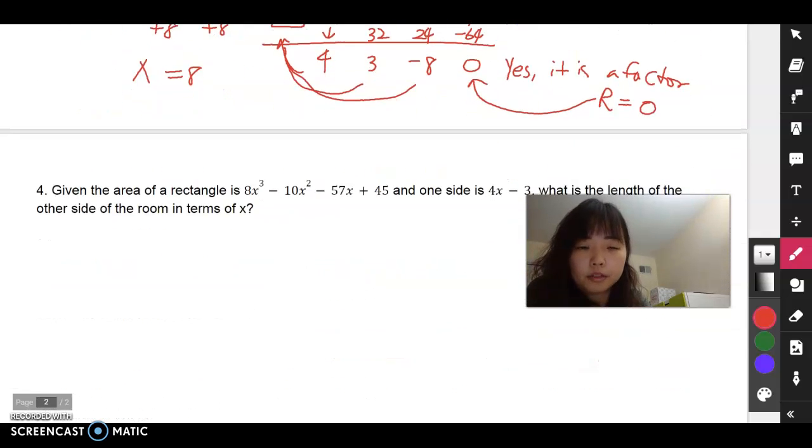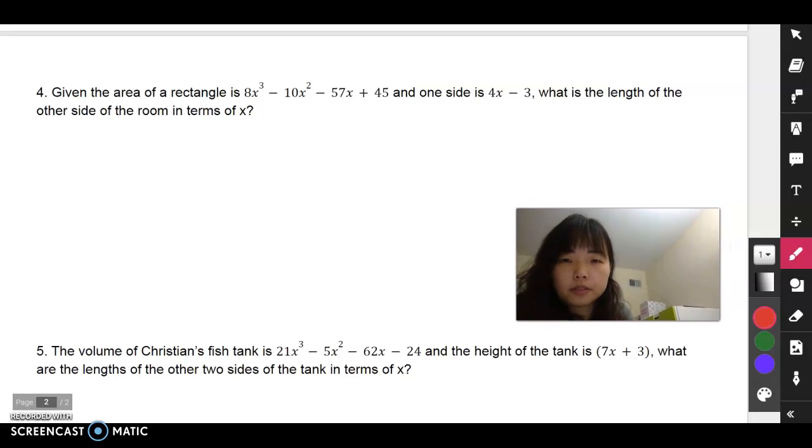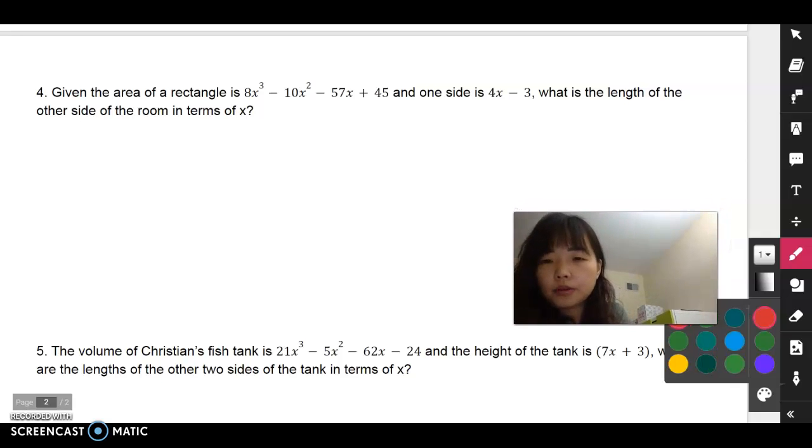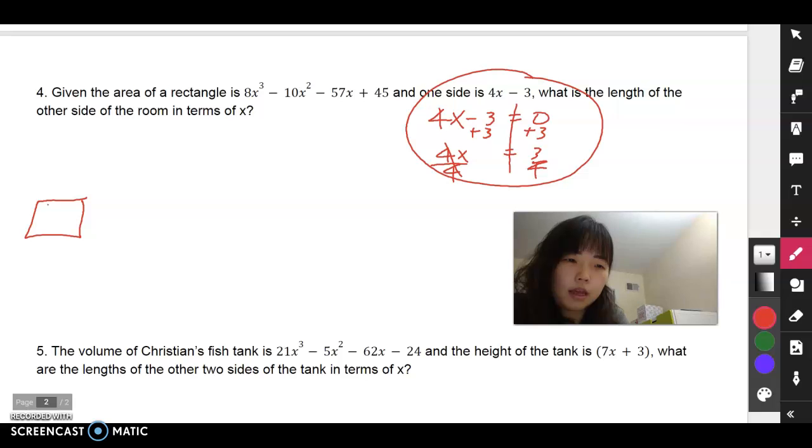Alright, moving on to 4. Given the area of the rectangle, one side is 4x minus 3. What is the length of the other side? Step 1. This becomes ugly. We have to have a fraction: 4x minus 3 divided by 4, so you're going to have 3/4 in the box.